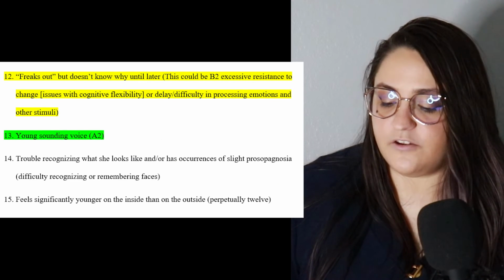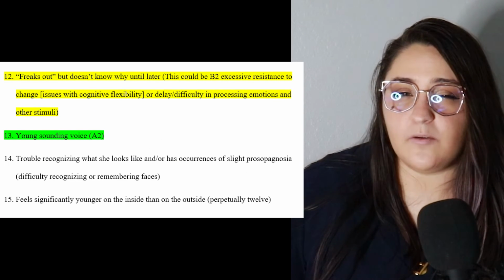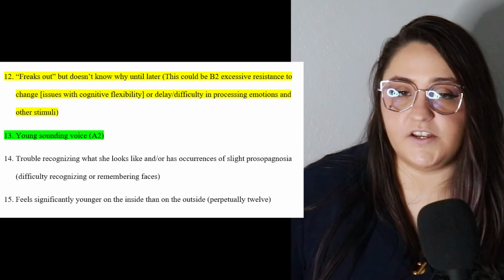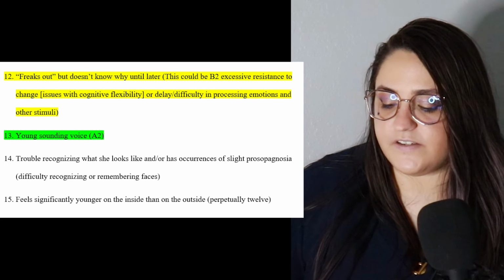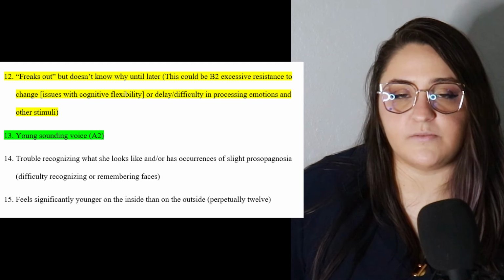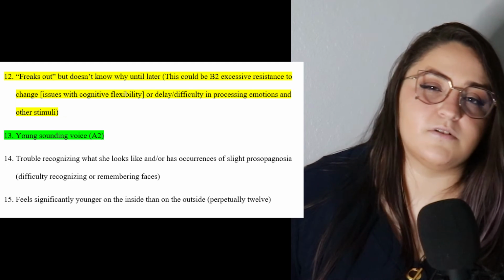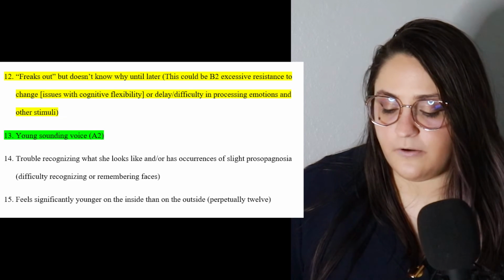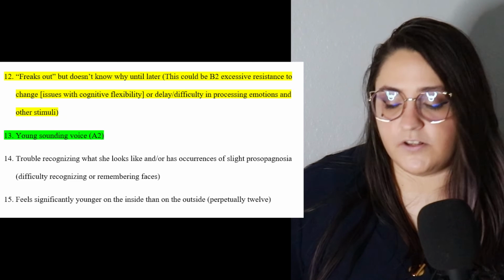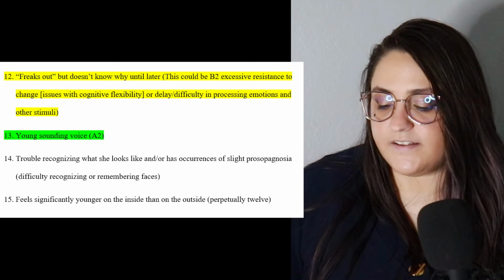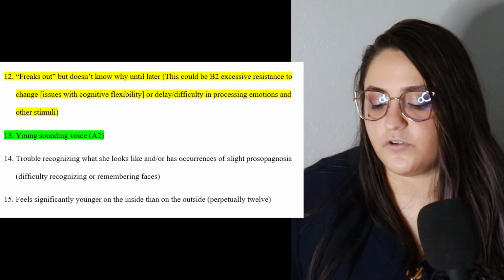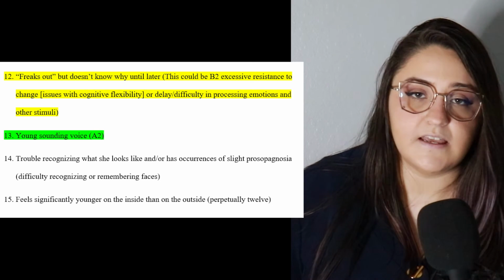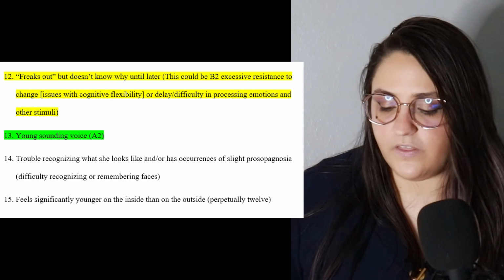Freaks out, but doesn't know why until later. So this could be B2's excessive resistance to change, which would be an issue with cognitive flexibility, or it could be a delay or difficulty in processing emotions and other stimuli, but it wasn't close enough in my opinion, so I put it as yellow. Young sounding voice falls under A2. Trouble recognizing what she looks like and or has occurrences of slight prosopagnosia, which is difficulty recognizing or remembering faces. There are no criteria that align with that.